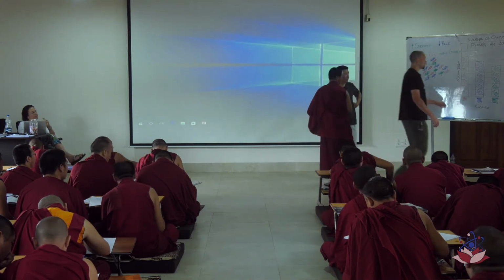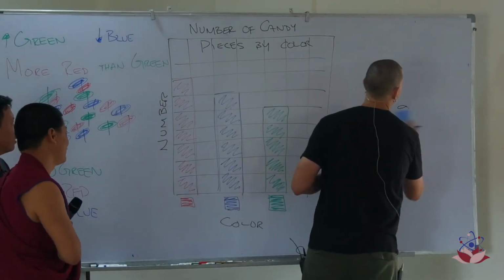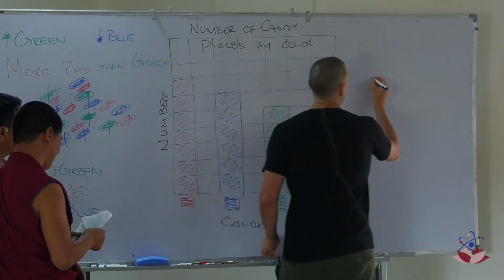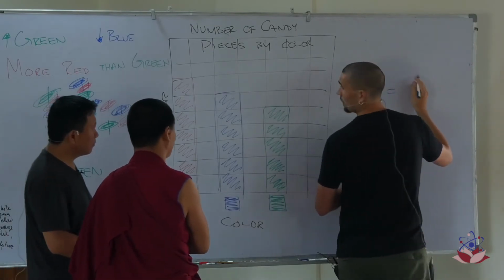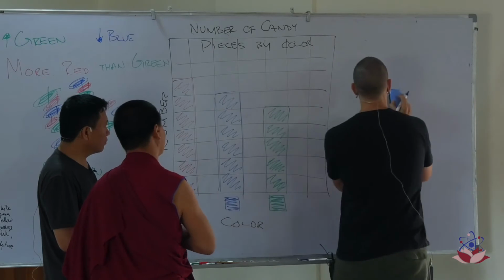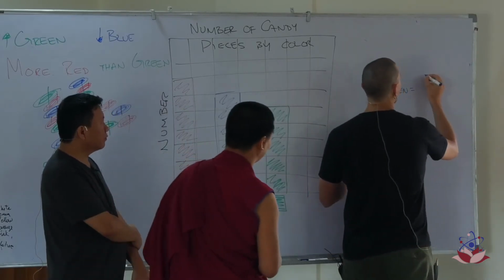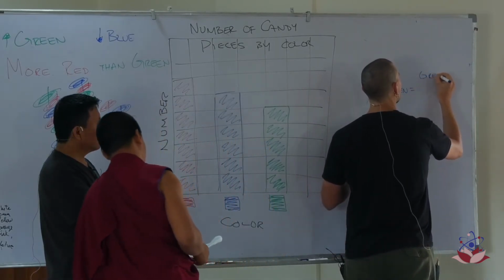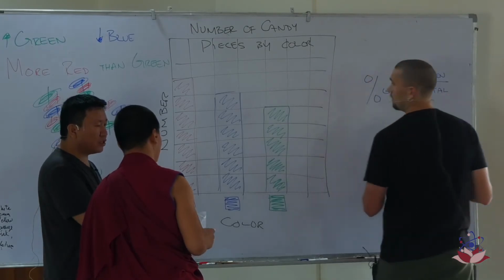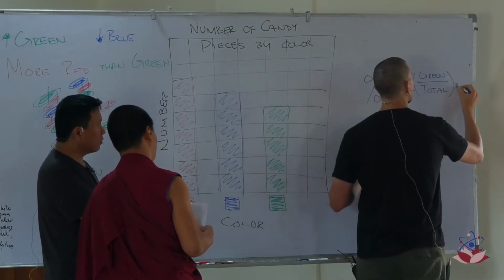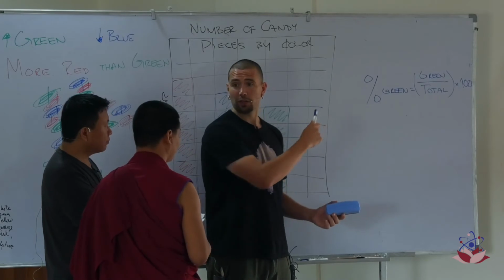So if you want to calculate a percentage, right, this is just going to be super quick. If we want to calculate a percentage, the percentage is basically equal to the number. So if we were doing percentage green, it equals the number of green divided by the total, and then you multiply that by 100. Right? So that's how you can calculate all your percentages.